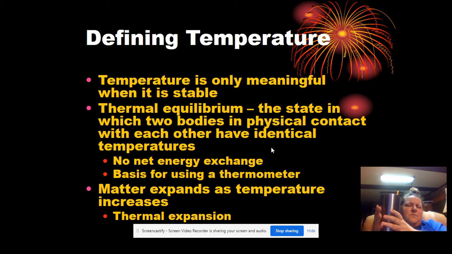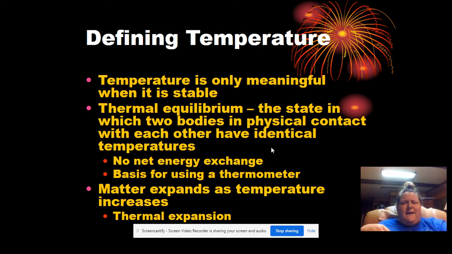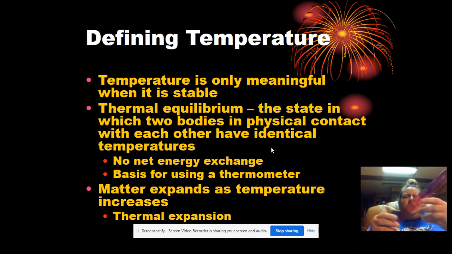So when I say no net energy exchange, let's say this cup is the exact same temperature as my hand. It's not going to flow from warm to cool because they're the same temperature. There's no heat exchange, there's no heat flow. And we use this idea for the basis of a thermometer. I don't have one of the old-fashioned glass thermometers here at home, so we're going to use your imagination.